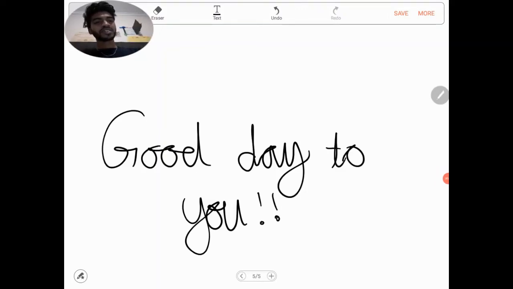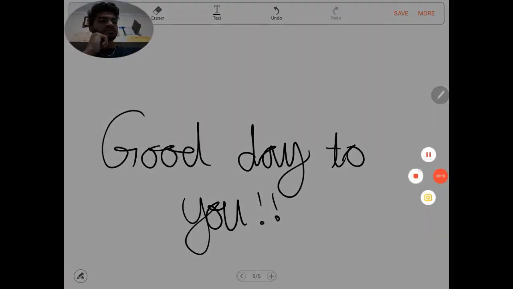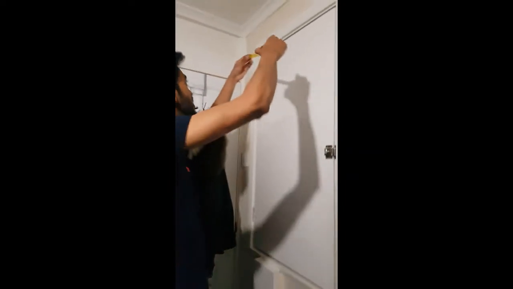So today's task is to find the area and perimeter. We're going to find the area and perimeter of various things in around the house. So let's begin. Let's get measuring.